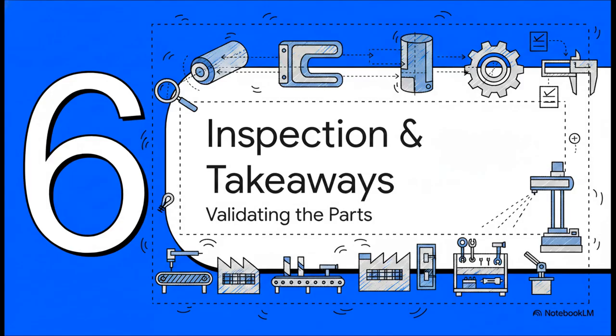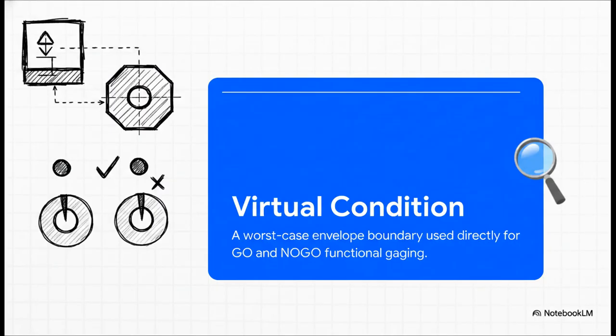Finally, Section 6, Inspection and Key Takeaways. Let's talk about how we actually validate all of this on the shop floor. So, how do we prove a part actually meets the sentence we just read? Quality engineers calculate what's known as the virtual condition. This is basically your worst-case envelope boundary. Ask yourself, if a hole is machined to its absolute smallest allowed size, and it is also tilted to the absolute maximum edge of its positional tolerance, will the mating pins still fit through it? Inspectors use this exact logic to design physical go and no-go gauges to guarantee the part actually works in the real world.